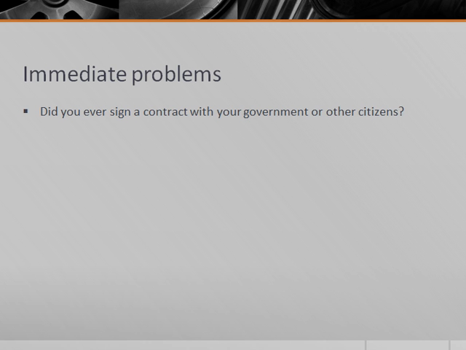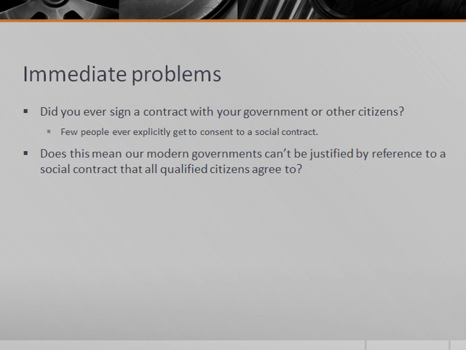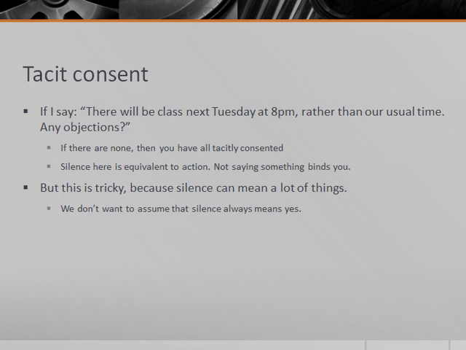No one's actually consented. Now, does this mean our modern governments can't be justified by reference to a kind of contract that all, say, qualified citizens agree to? Well, maybe, maybe not. Just because you didn't agree explicitly doesn't mean that you can't agree in less explicit manners. One form of nonverbal agreement is called tacit consent, literally silent consent.